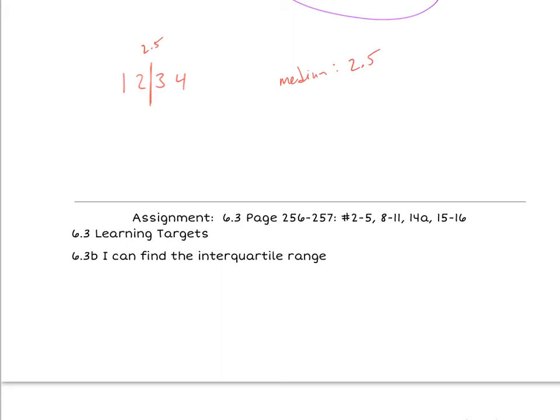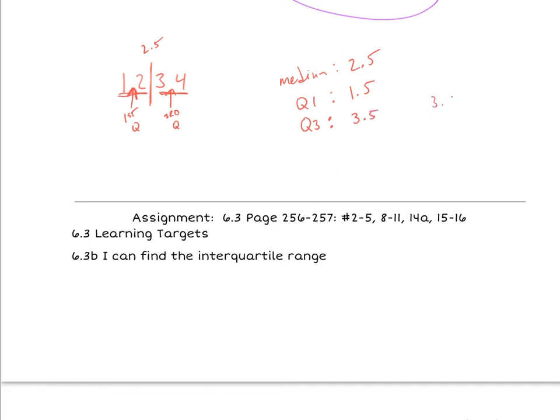Then, what numbers do I need to use to find the first quartile? 1 and 2. So it's somewhere in between these two for my first quartile. 1.5. And again, add the numbers together, divide by 2. My third quartile is in between these two. 3.5. So now, again, grab a calculator.